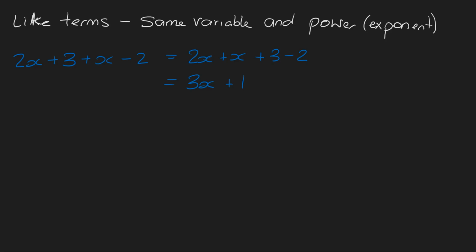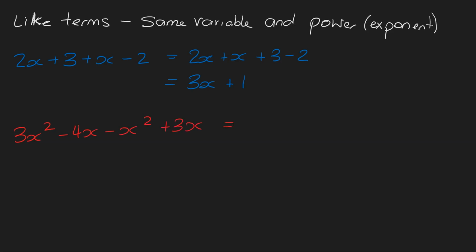Well, let's look at another one. 3x squared minus 4x minus x squared plus 3x. Again, I'll rewrite it with the like terms. I've got 3x squared minus x squared. Remember, the negative sign is attached to the number or the variable on the right. Then minus 4x plus 3x. Well, we can simplify this now and get 2x squared minus x. Cool, so that's adding and subtracting like terms.